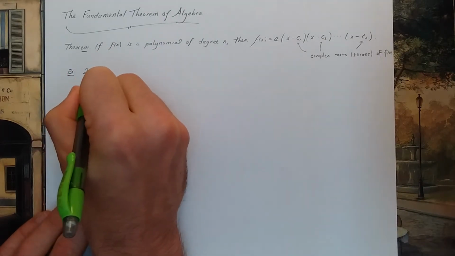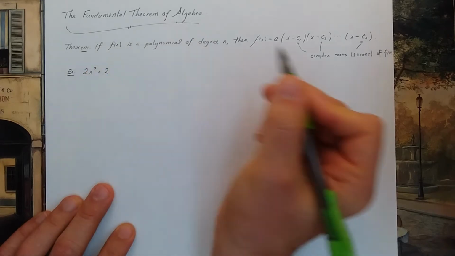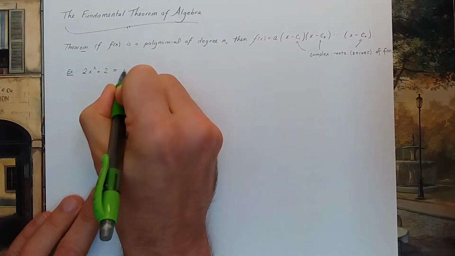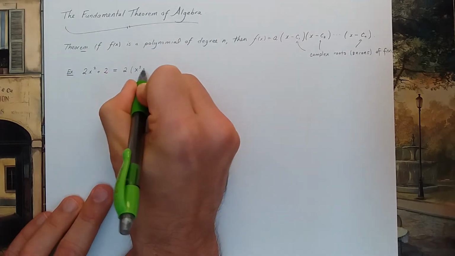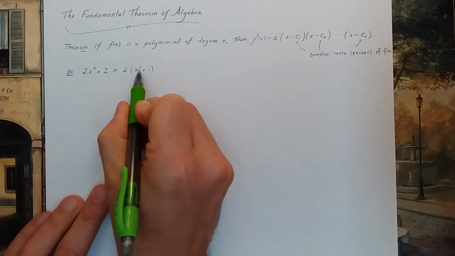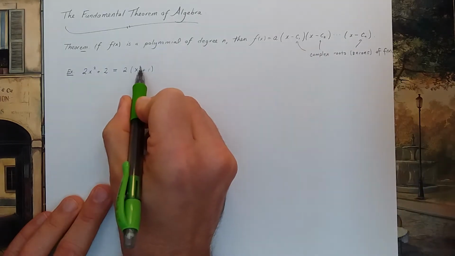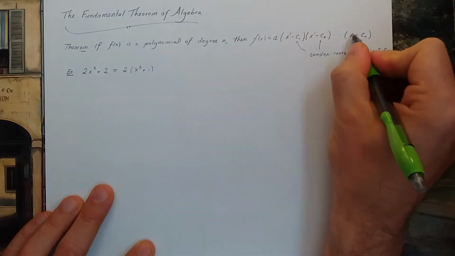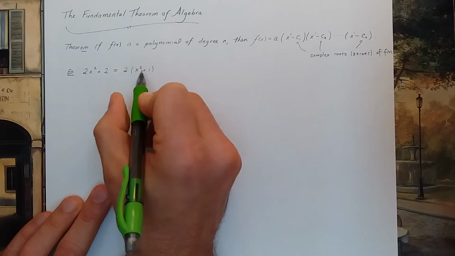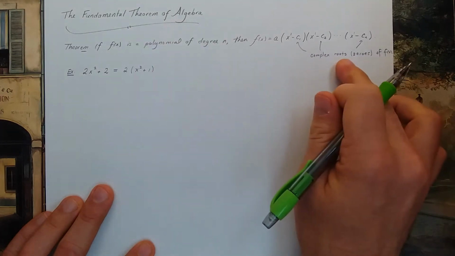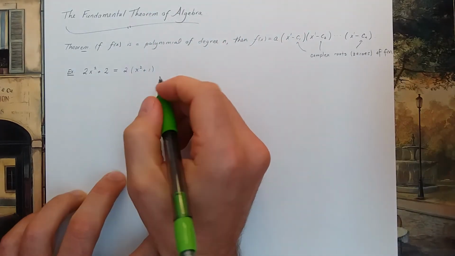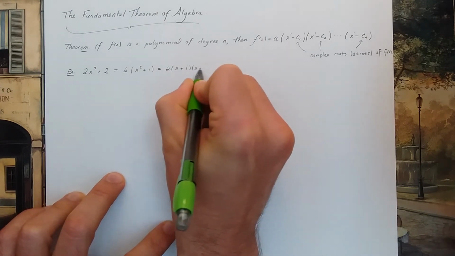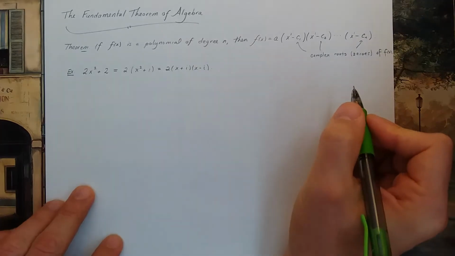So let's suppose I have 2x squared plus 2. Let's write it in this form. So 2x squared plus 2, I could factor out a 2 and get x squared plus 1. And the fundamental theorem of algebra says I can factor any polynomial into degree 1 terms only. I don't need a squared ever if I'm permitted complex numbers. So if I'm allowed to use complex numbers, I can write this as 2 times x plus i times x minus i. Let's do another example.